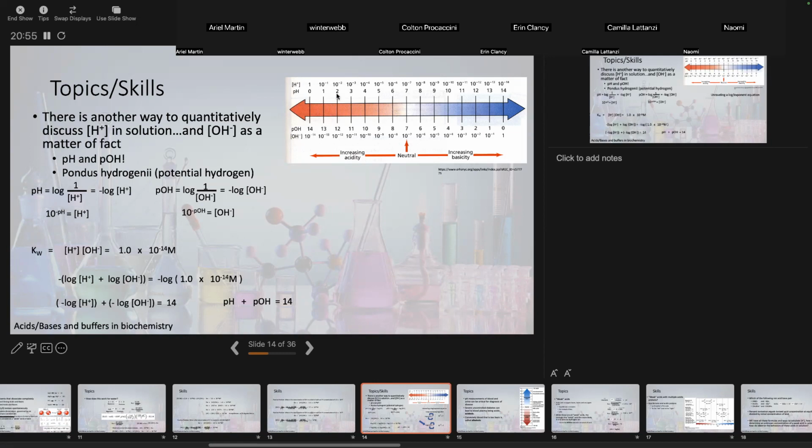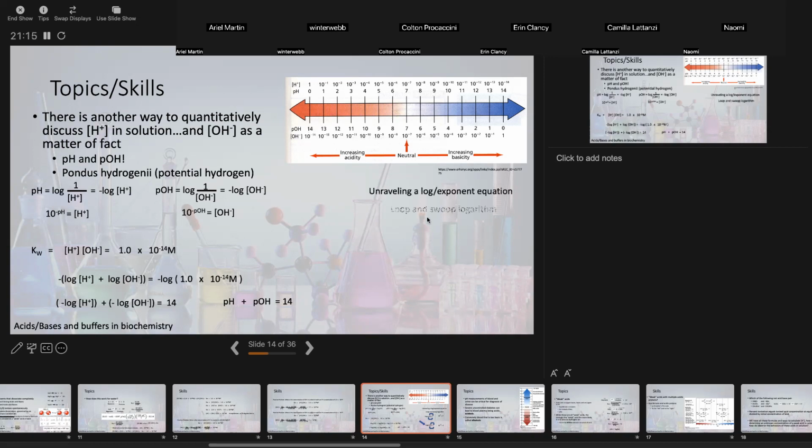So a pH of 7 corresponds to a pOH of 7. A pH of 13 corresponds to a pOH of 1. They always add up to 14, right? Even if, say, your pH is 0. If your pH is 0, your pOH will be 14.